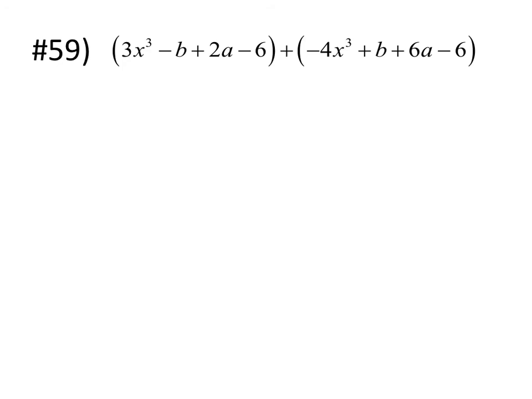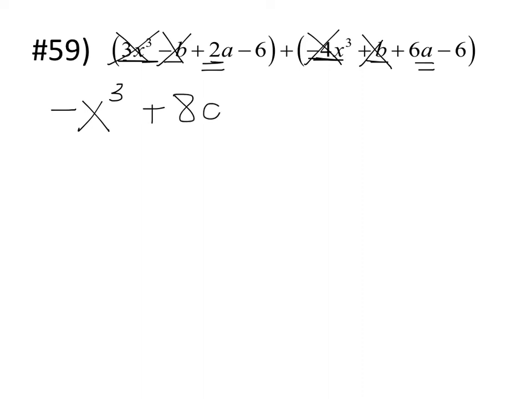Okay, again you're adding, so just combine like terms. 3x cubed minus 4x cubed is negative x cubed. Negative b plus b just cancel each other out. 2a plus 6a is 8a. And negative 6 minus 6 is negative 12.